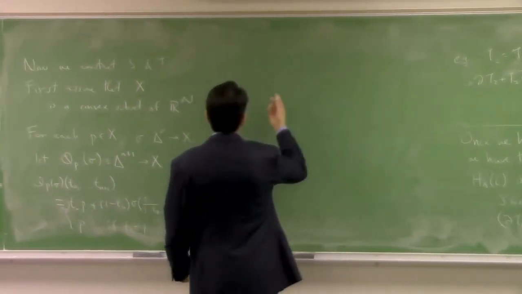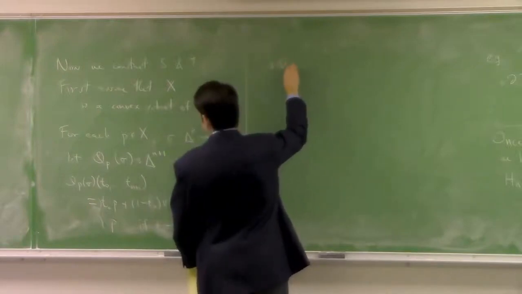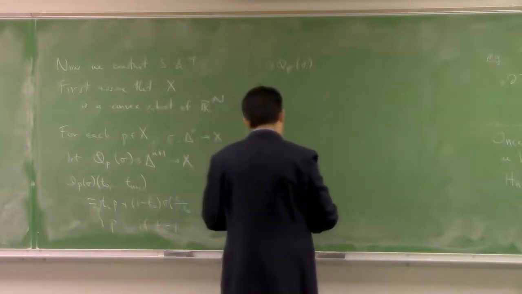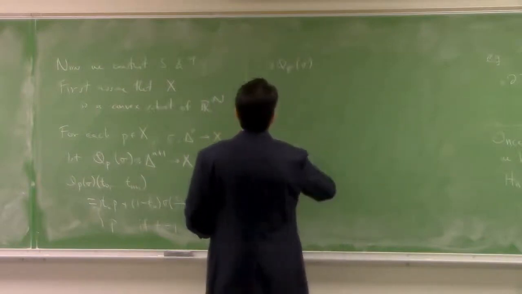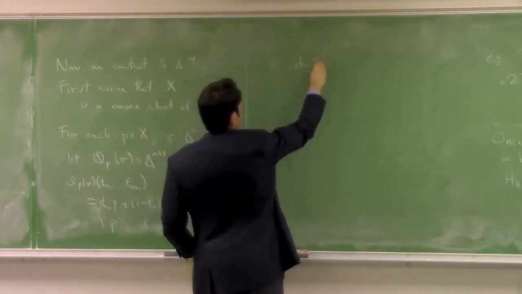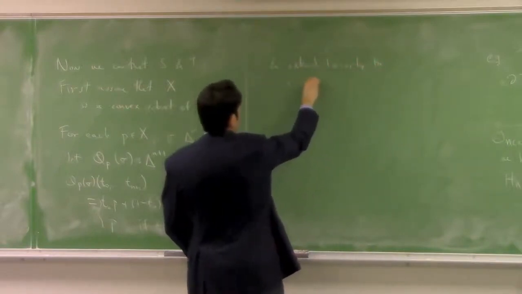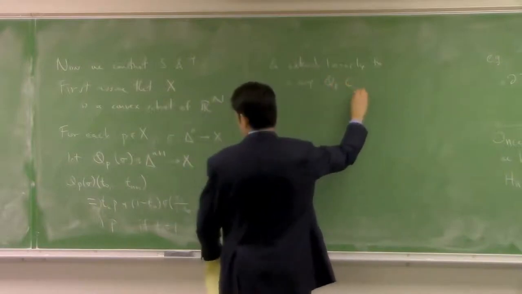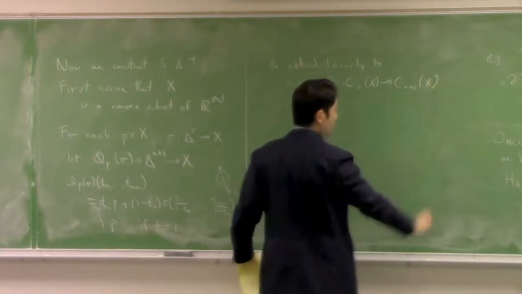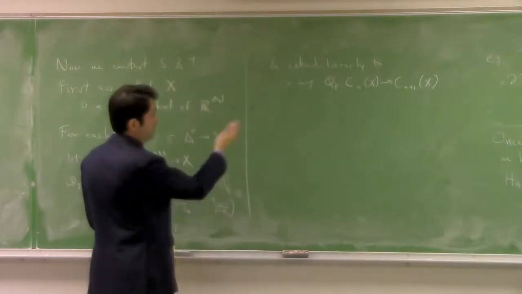Of course, we want to know what happens when you hit things with the boundary. Well, before I can make sense of things, I should say, and extend linearly to a map Q_P from singular chains of degree n to singular chains of degree n plus 1. So this is what you do to each basis element, and then you extend linearly.